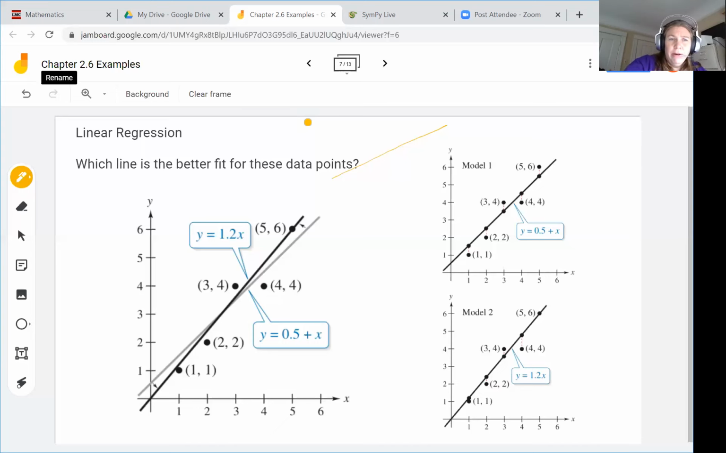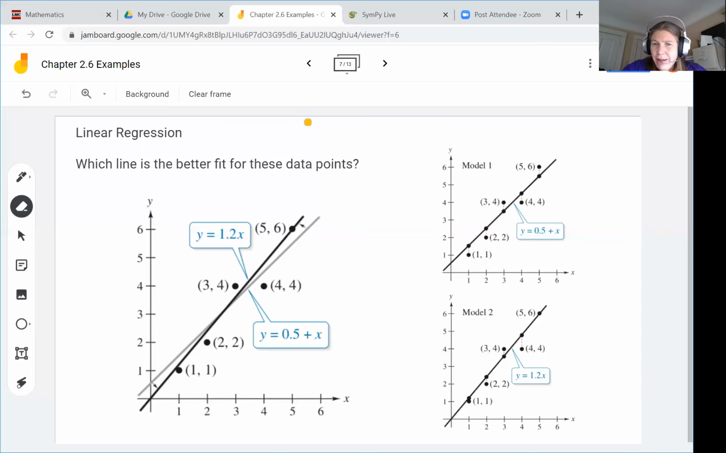So over here on the right side of the screen, I have 2 graphs. The first graph, model 1, corresponds with y equals 0.5 plus x. And we can see in this model how far is each point on the line for the corresponding x values from the actual data point. We call this the error.